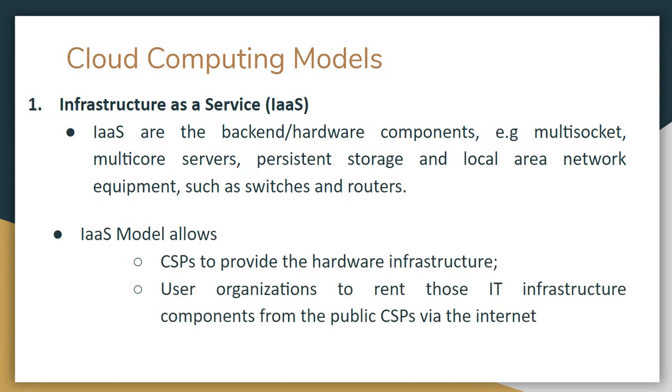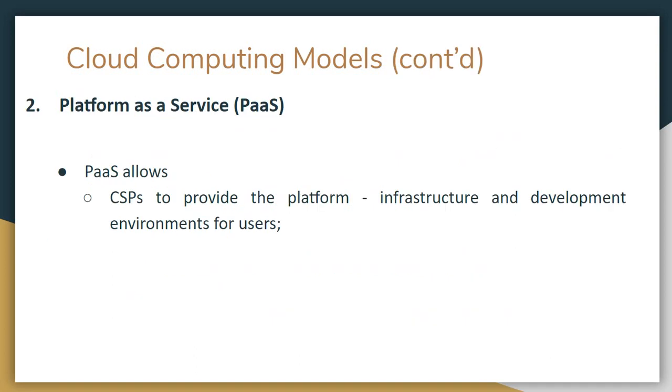Now, this is how it works. The IaaS model allows cloud service providers to provide a hardware infrastructure, and then user organizations get to run those infrastructure components for their use over the internet. So it's a two-way thing. There are providers of the hardware infrastructures, and then there are users who get to rent those infrastructures to use. So that is how the IaaS model works.